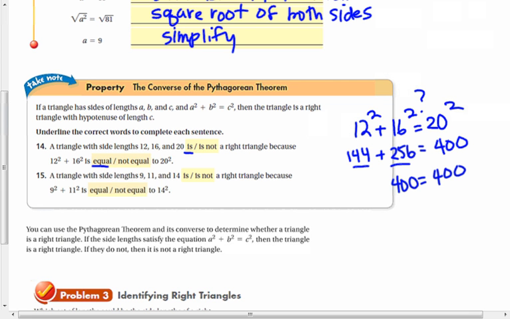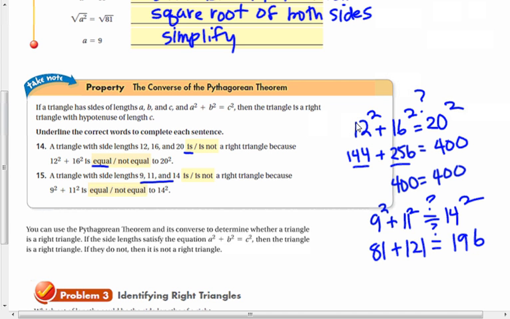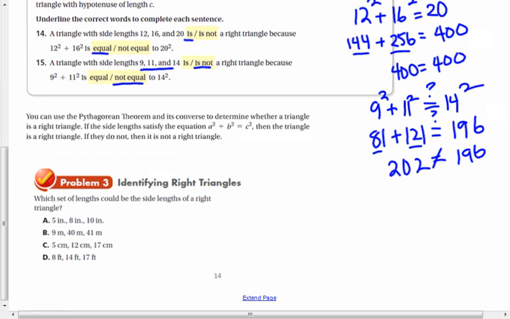How about 9, 11, and 14? Will that make a right triangle? So we're going to try this 9 squared plus 11 squared, see if it's equal to 14 squared. That's 81, 121, and 14 squared is 196. And 81 plus 121 is 202. And that is definitely not equal to 196. So we're going to say a triangle with side lengths 9, 11, and 14 is not a right triangle because 9 squared plus 11 squared is not equal to 14 squared. So we can use that to identify right triangles here.